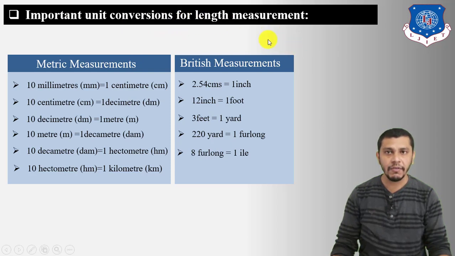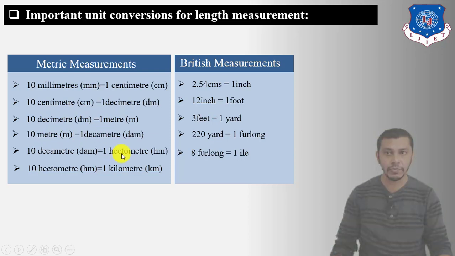measurements. So we have two types of units. One is metric measurement units and the other is British measurement units. So here we have shown the relation between two consecutive units. So 10 millimeters equal to 1 centimeter, 10 centimeters equal to 1 decimeter, 10 decimeters equal to 1 meter, 10 meter is equal to 1 decameter, 10 decameter is equal to 1 hectometer, 10 hectometer is equal to 1 kilometer.